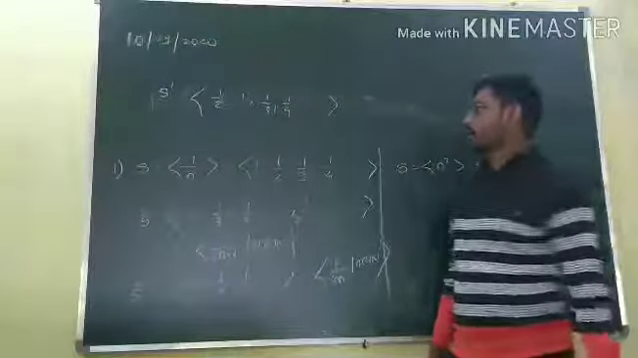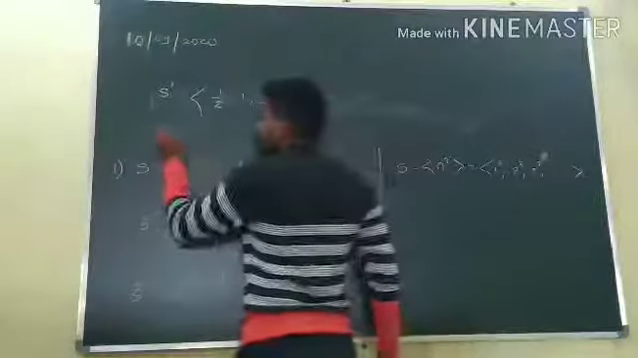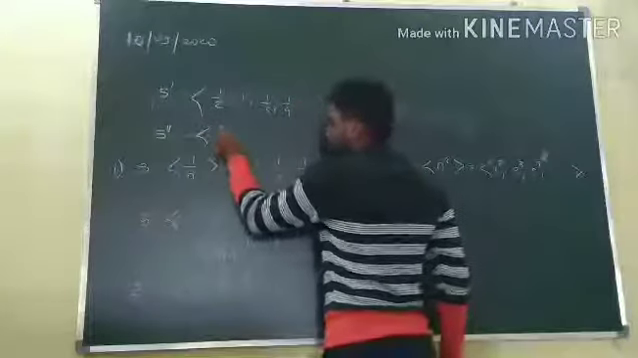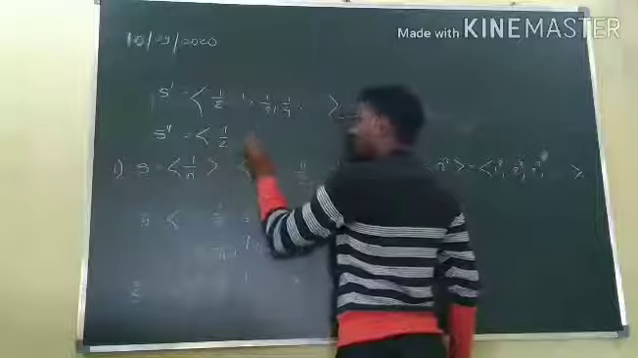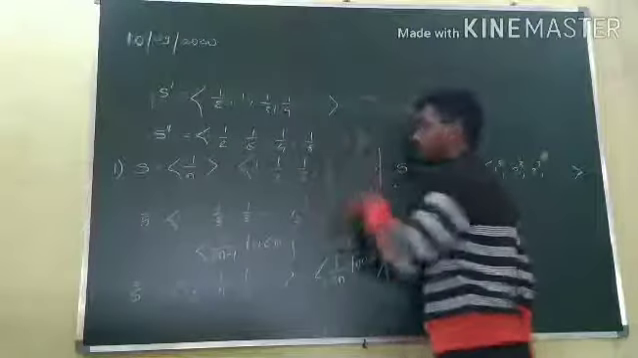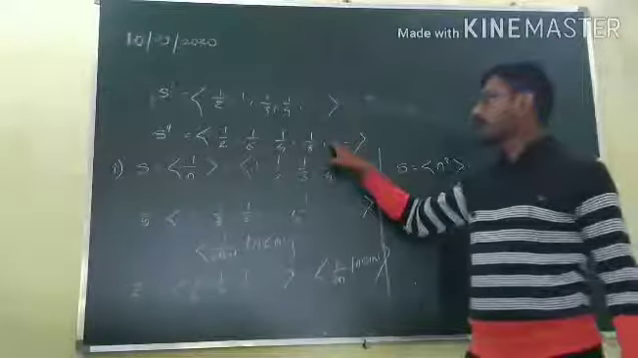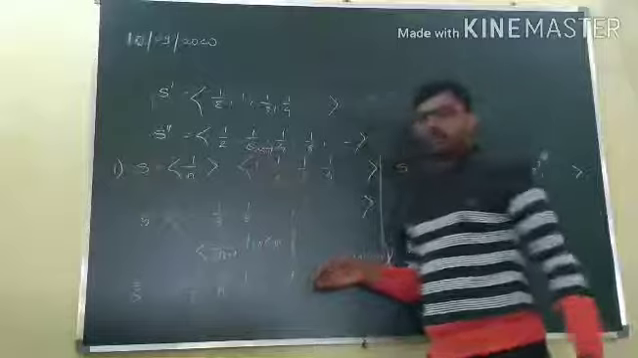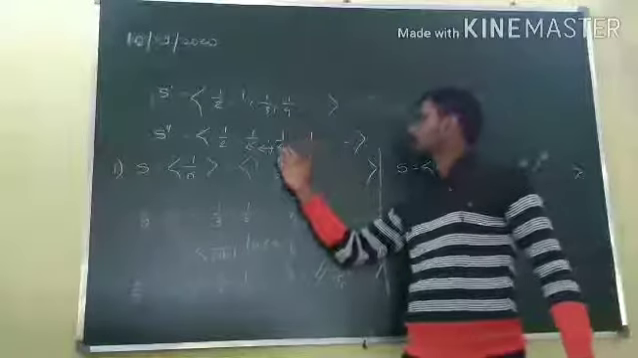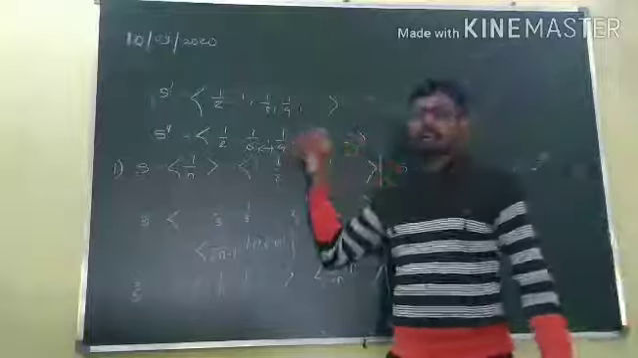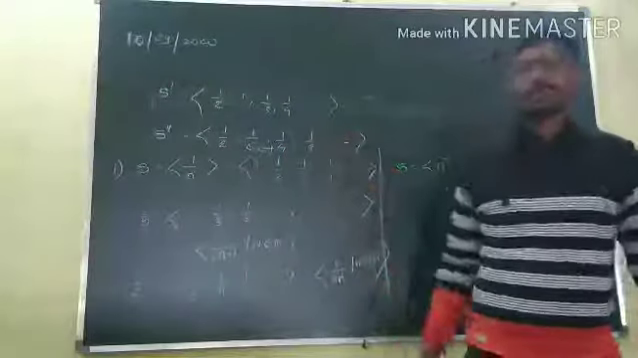Also, s double dash given by 1 by 2, 1 by 6, 1 by 4, 1 by 8, and so on, is also not a subsequence. Why? Here the order gets disturbed. If 1 by 4 is written before 1 by 6, then it becomes a subsequence. So this is one more example of a subsequence.